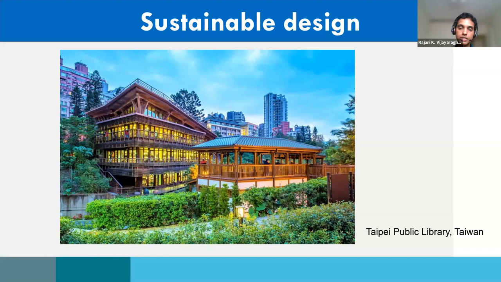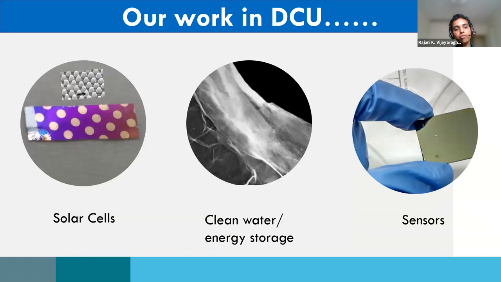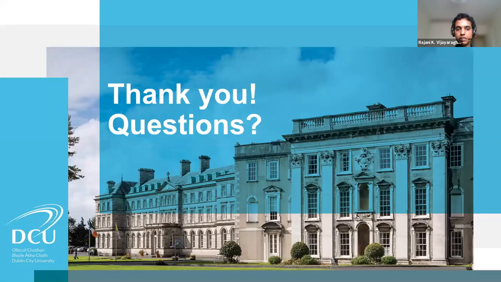Now, in DCU, we do a lot of exciting and innovative research projects to meet many of these global challenges. For example, we develop renewable energy harvesting technologies, such as solar cells and thermoelectric generators. We also develop technologies and materials for water purification, energy storage applications, as well as for a wide range of sensor applications. If you have any questions, we'll address them.